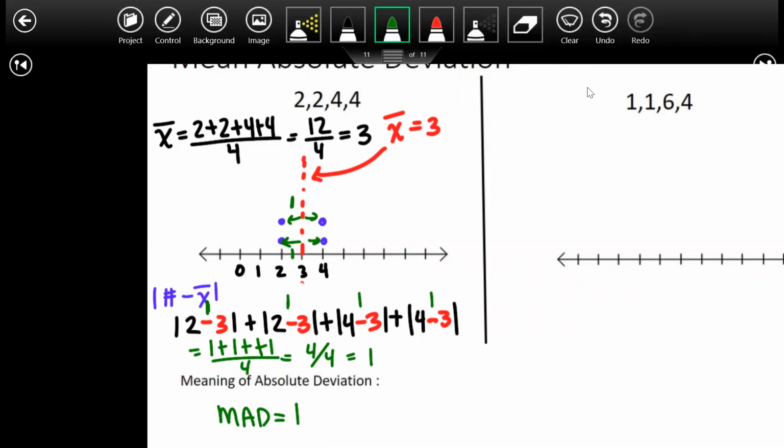And it should make sense to us. They're all only 1 part away from the mean. If we had a number that was larger, let's say the MAD was 4 for us, that would mean that the data points are more spread out from the mean. That means it's not a good average for us to use as a way to represent our numbers.